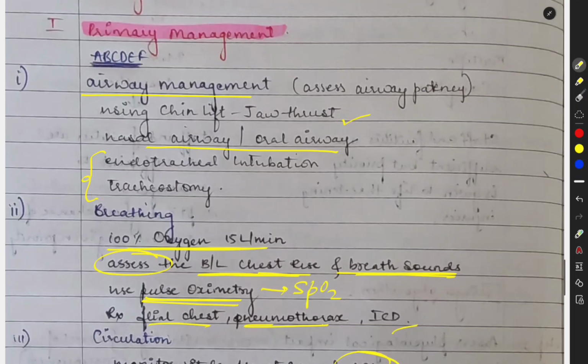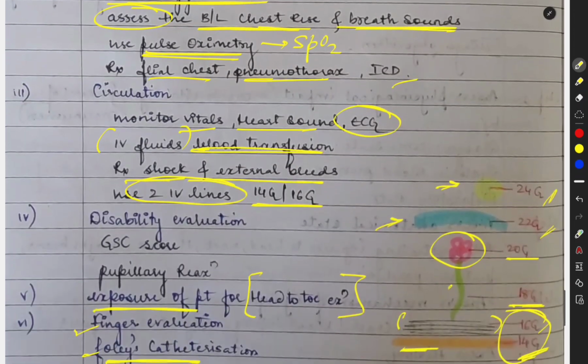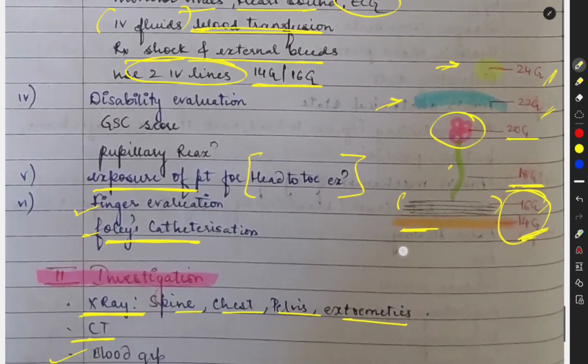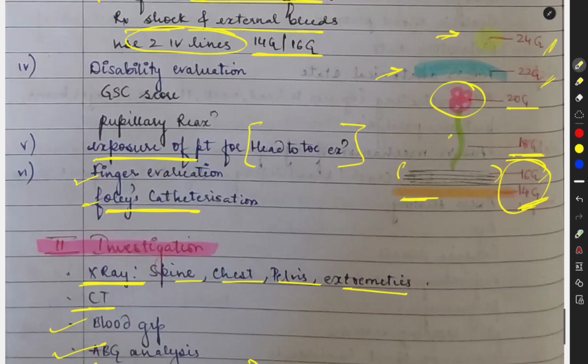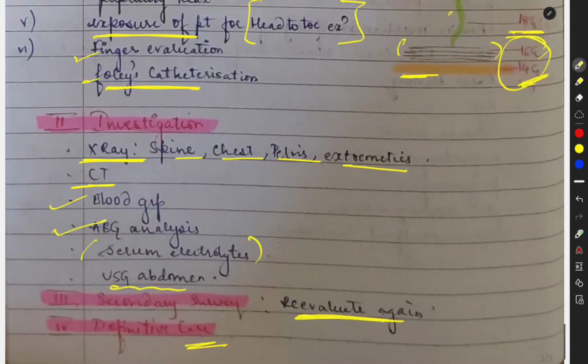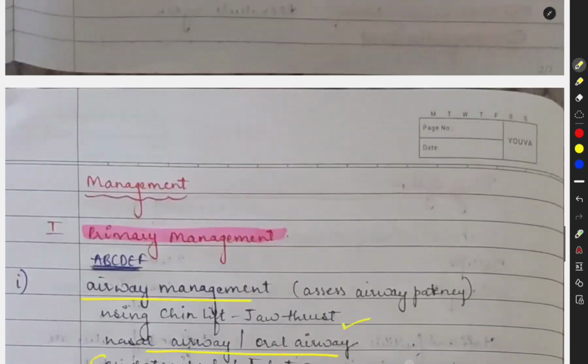The primary management, wherein you will be doing airway management, breathing, circulation, disability evaluation, exposure of the patient for head-to-toe examination, finger evaluation and Foley's catheterization. Secondly, the investigations, and at last comes the secondary survey and the definitive care. This is all about triage in trauma.